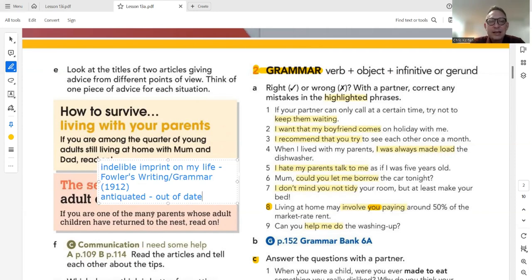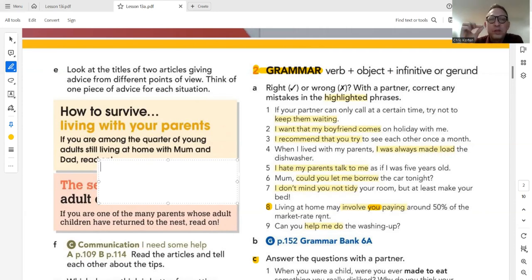But back in the day, this would not be considered standard English. You would have to say living at home may involve your paying. Why your and not you? Because involve you is an object, and it doesn't involve you. It's not about you, it's about paying. So how do we get around that awkward double object after involve? Involve your, the possessive, you're paying. Now it becomes one object, paying. Who's paying? You're paying. So now we have one object instead of you paying.